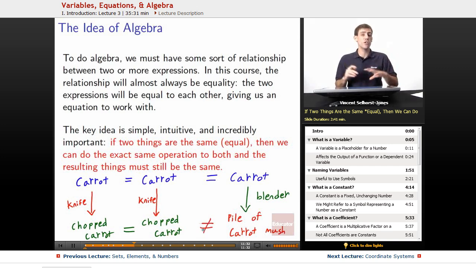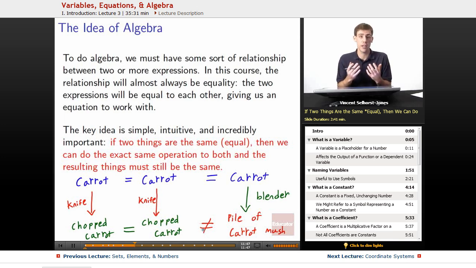So it doesn't matter that we just started with equality. We also have to do the same thing. Starting with equality is important, but if we don't do the same thing to both objects, we don't do the same thing to both sides of our equation, we wind up with totally different things.